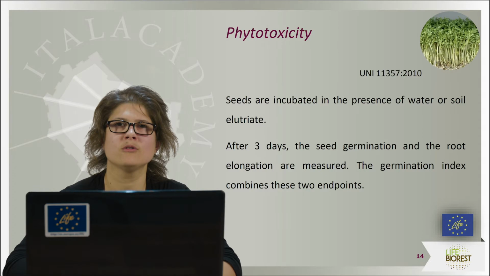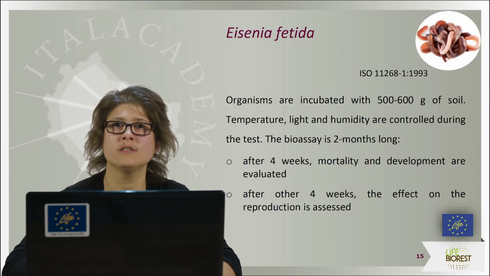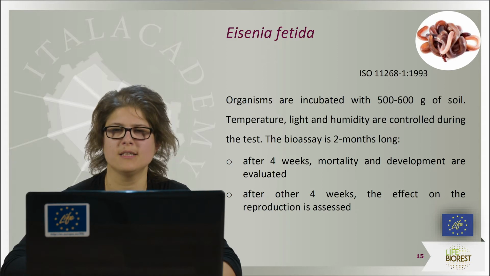Other tests are also meant to describe chronic toxicity, such as the earthworm Eisenia fetida. In this case, the organisms are incubated with usually 500 grams of soil. Temperature, light, and humidity are controlled, and the test lasts for 2 months. After 4 weeks, the mortality and the development of the organisms are measured, but after another 4 weeks, the effect on reproduction is analyzed.